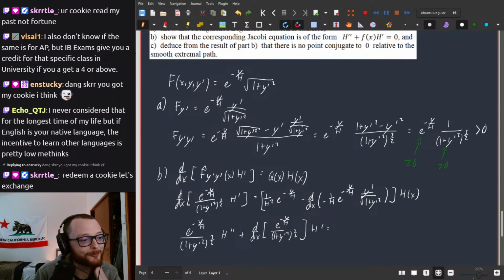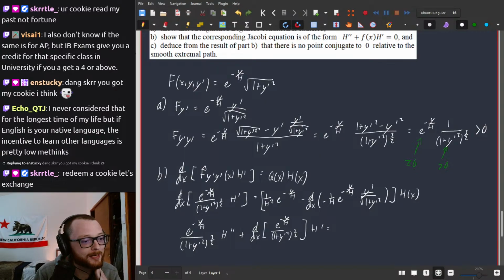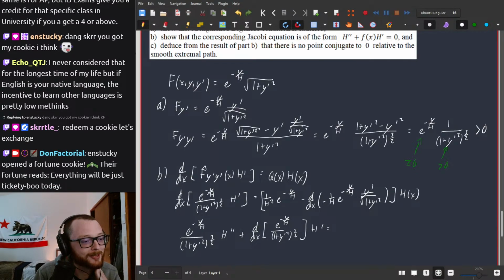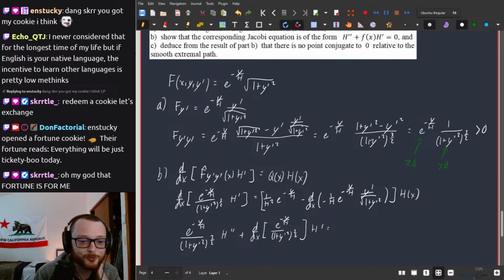Oh, have you got that one before, Stuki? There's like 2,000 fortunes. I'm surprised that there's been a repeat. It's gonna happen eventually though. I never considered that for the longest time in my life. But if English is your native language, the incentive to learn other languages is pretty low. It is. Especially because Americans don't travel much. That makes it even worse.